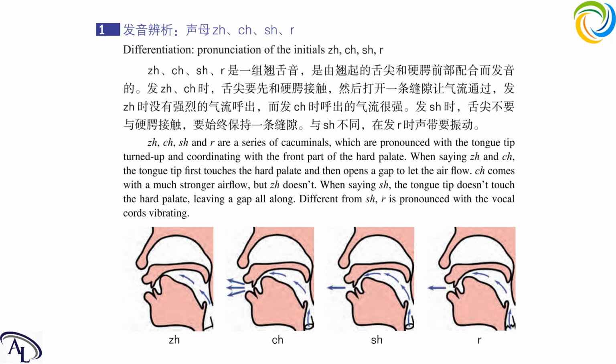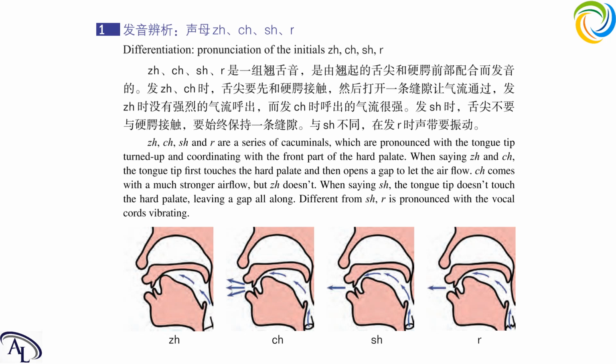So it is 知 and 吃, and the difference between 知 and 吃 is the air. For 知, the air is soft, and for 吃, the air is much stronger, okay? 知, 吃. You can try to practice it by yourself. And for 诗, the tip of your tongue won't touch the hard palate. It will always leave a gap here, okay? 知, 吃, 诗.